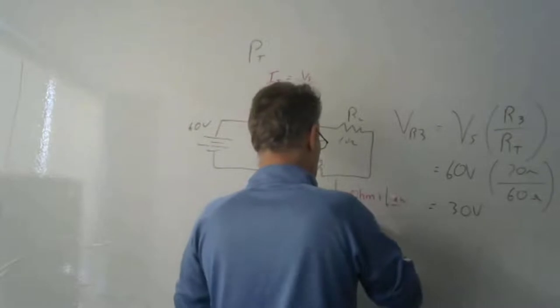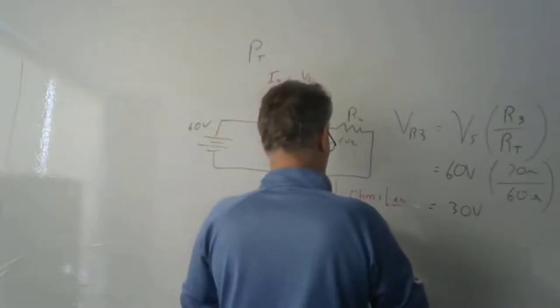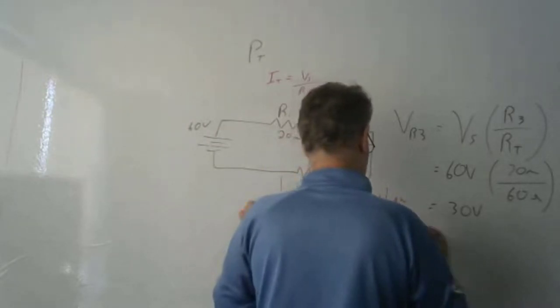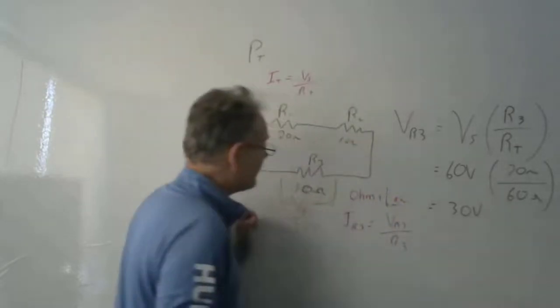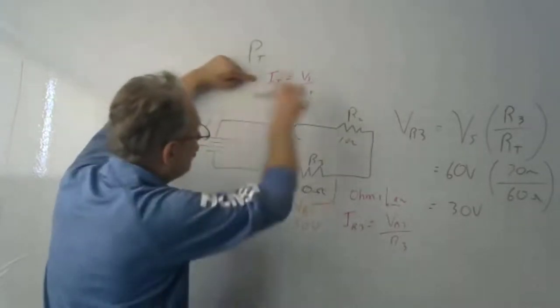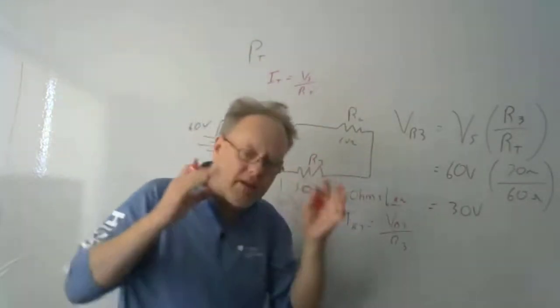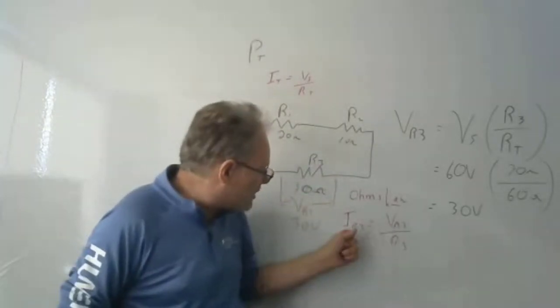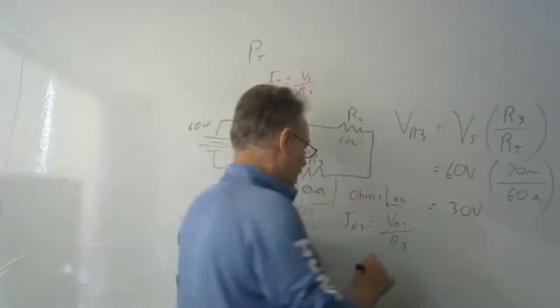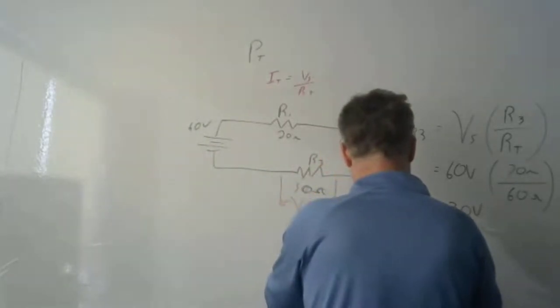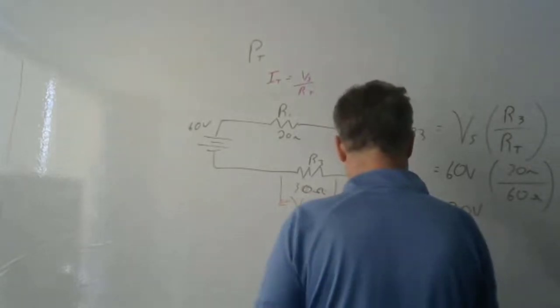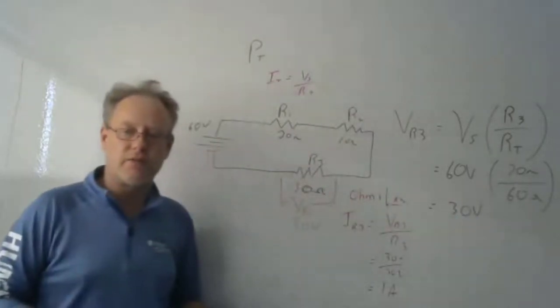So I'm going to say, in Ohm's law, IR3 equals VR3 divided by R3. See that? As opposed to calculating the total current, I'm focusing in. I've got my microscope. I'm focusing in on a specific spot in the circuit, so I have to use my subscripts describing that. I write the value down here: 30 volts divided by 30 ohms, which is going to be 1 amp. Did you have a question from somebody?